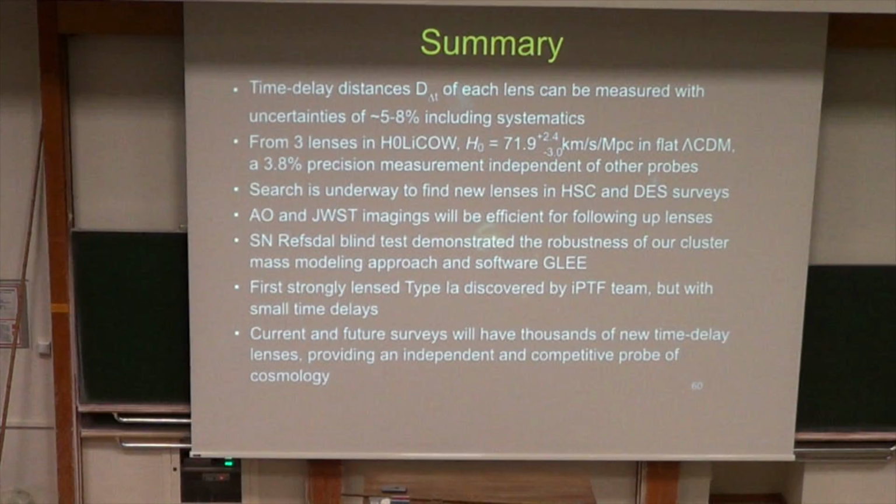If you have something like this LSST survey, have people come up with ideas how you could automatically detect lensed supernovae? So there's a recent paper by Goldstein and Nugent, who proposed a method to try to detect lensed supernovae by looking at the brightness of the supernova.